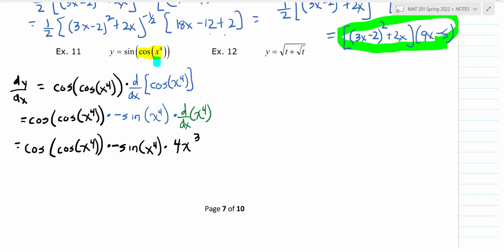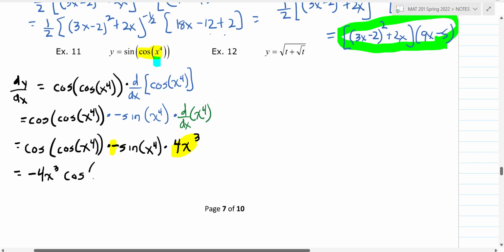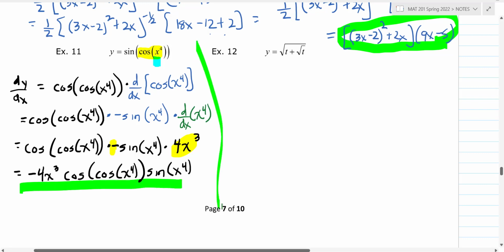And what I would always recommend doing is, if you have trig functions, it's always a good idea to put stuff in front. So let's write the final answer like negative 4x to the 3rd. Doesn't matter which trig function comes first, so I'm going to write that as cosine of x to the 4th, and then sine of x to the 4th, like that. Okay, kind of fun, isn't it? Heck yeah. All right, so that would be the idea.